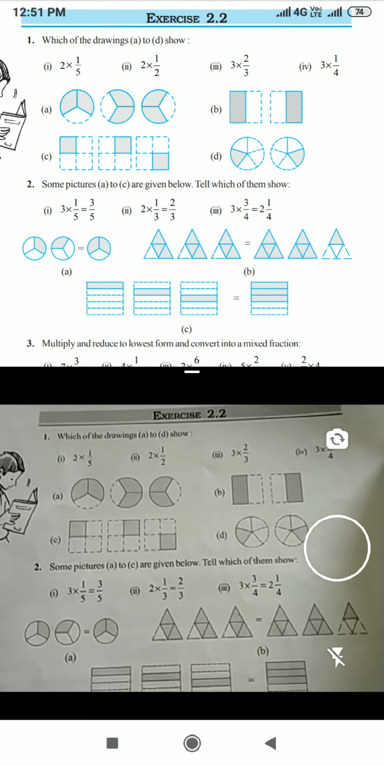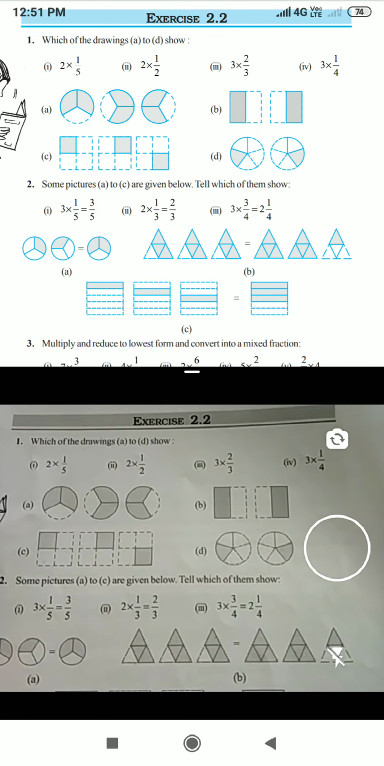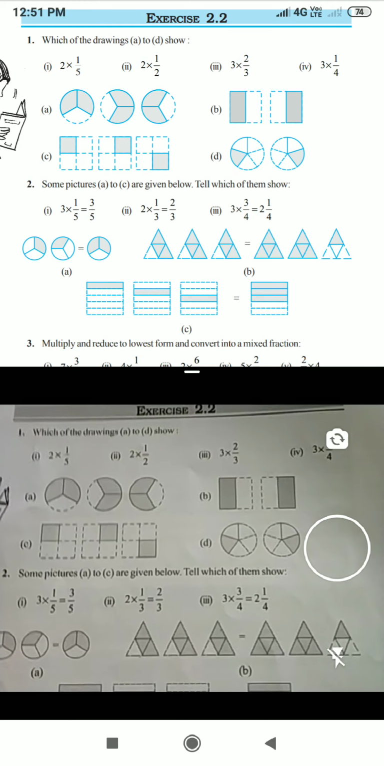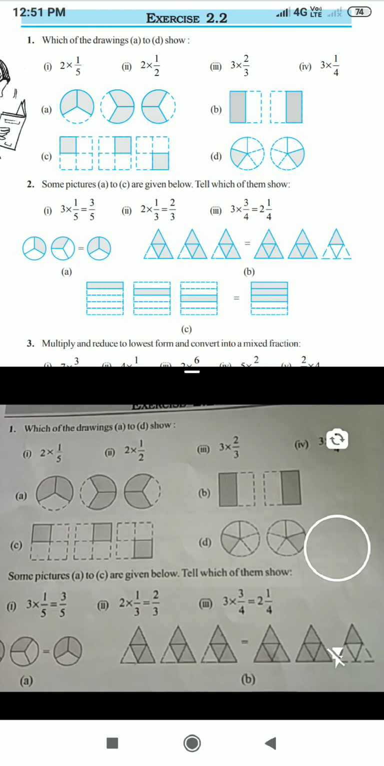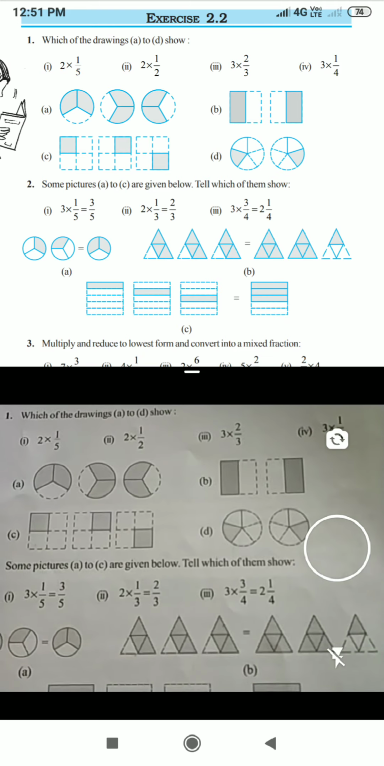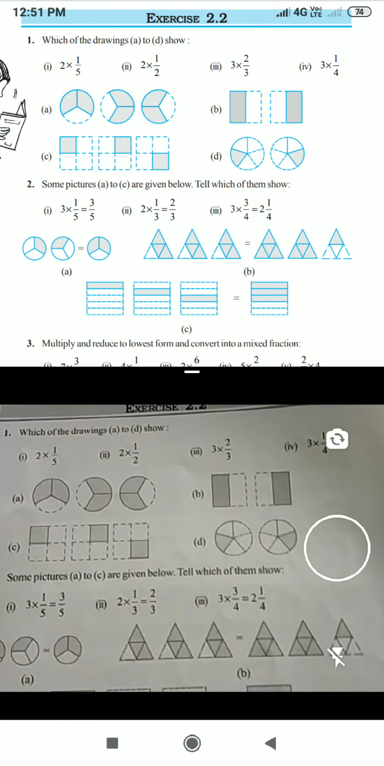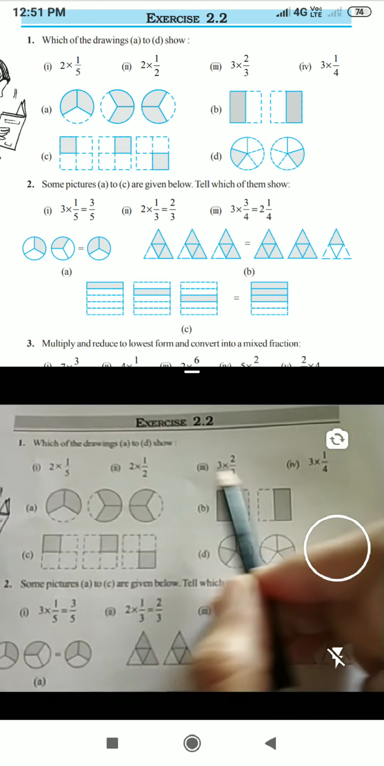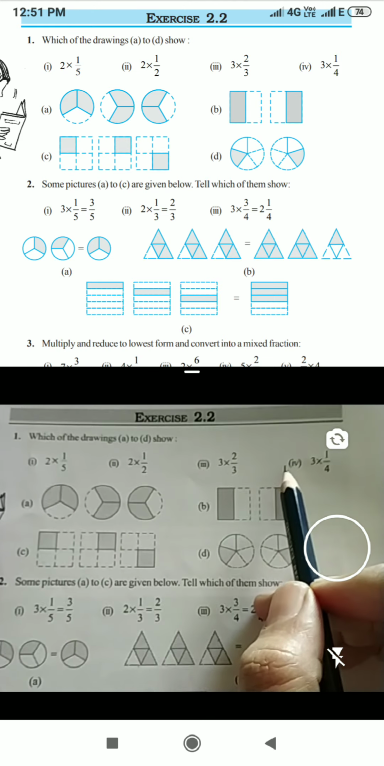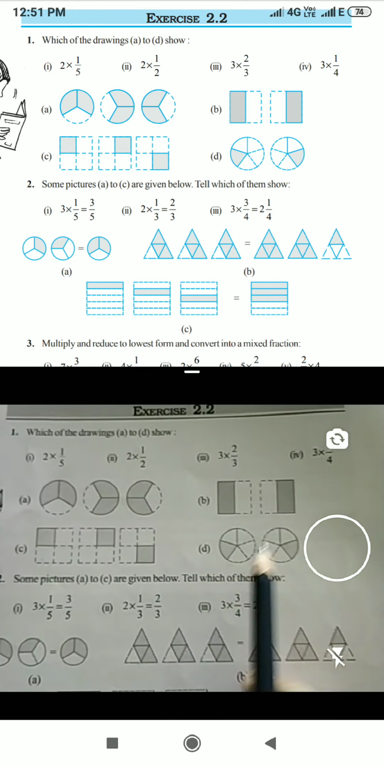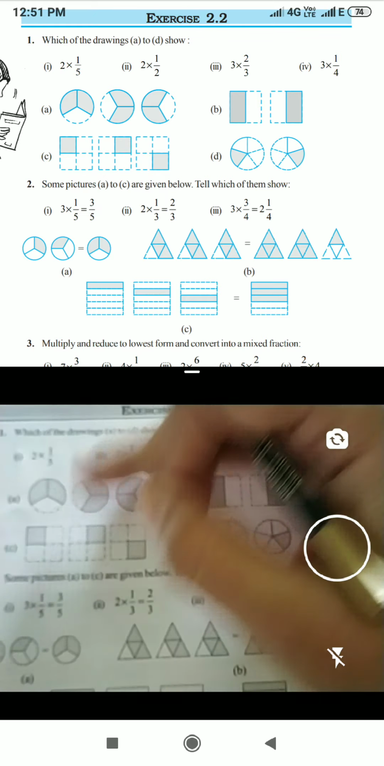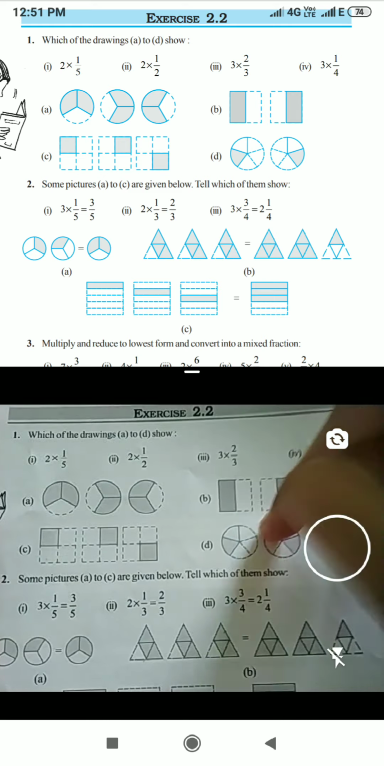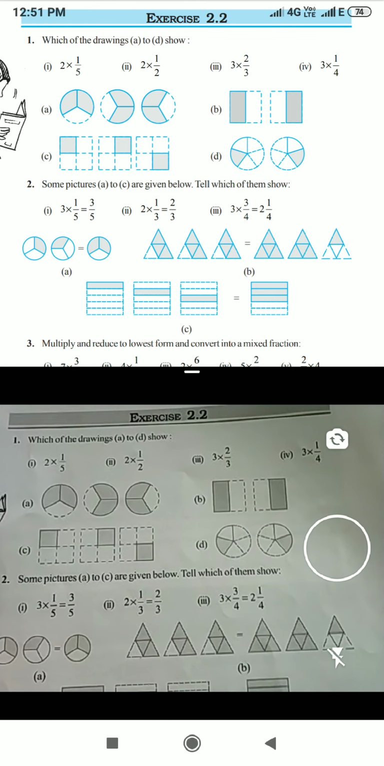Now first we will start with our exercise part 2.2. See the first question: which of the drawings A to D show? They have given us 4 fractions and 4 figures, and they are telling us to match the fractions with the figures.